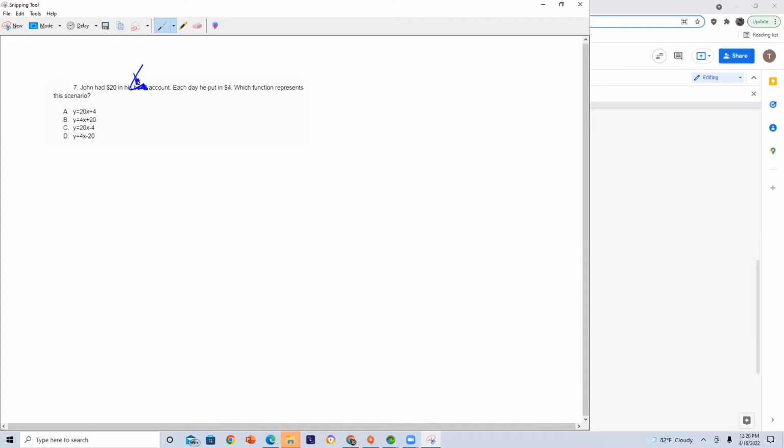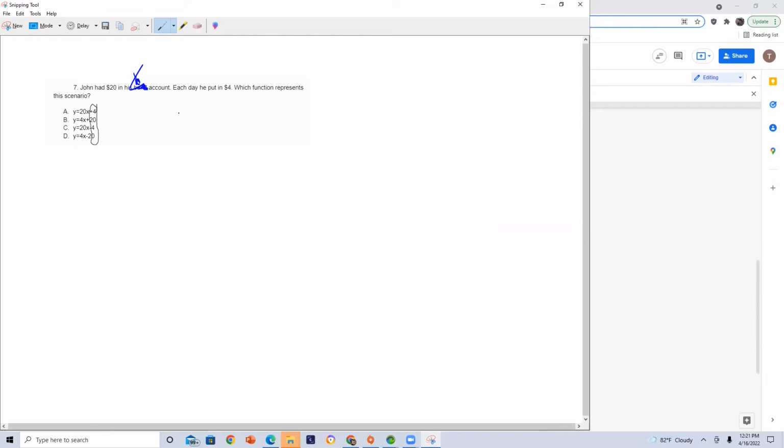I'm going to break this question down. $20 in his bank account. That's the initial amount, the amount that he started with on day one. So that's the y-intercept, yeah, that's the y-intercept, which means it's going to be one of these values, as we know all of these are in slope-intercept form.